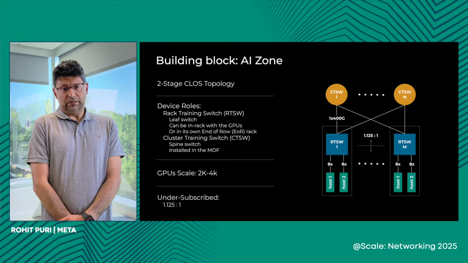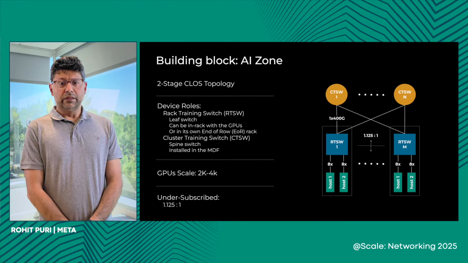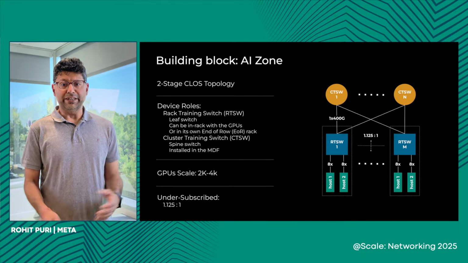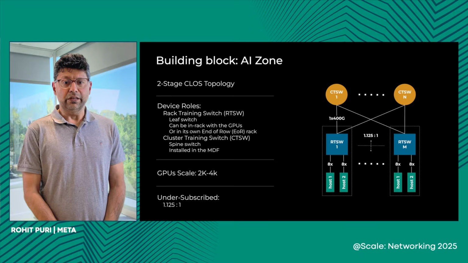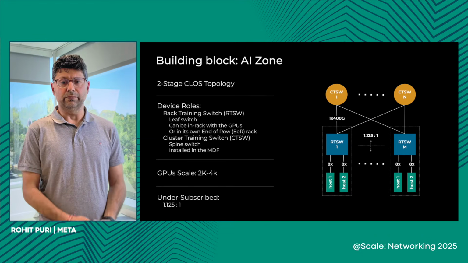As you can see, AI zone is basically a two-stage Clos topology where the GPUs or the hosts connect through an RTSW and RTSWs connect to spines through undersubscribed links. The undersubscription has been done intentionally so that we can actually absorb any failures along the way during our production. The AI zone occupies part of a data center building, and there could be multiple AI zones in one data center building.